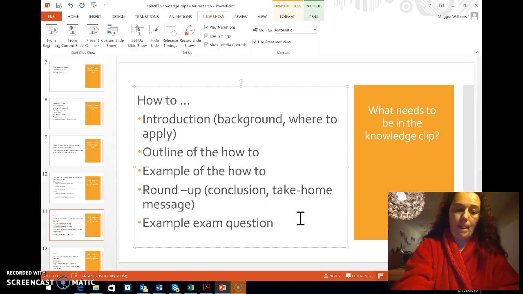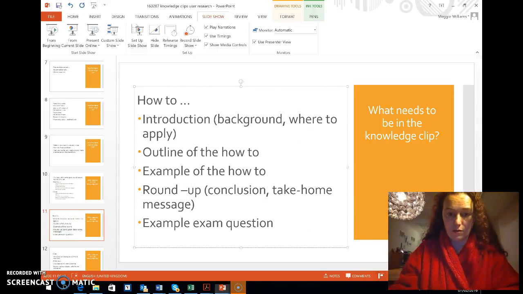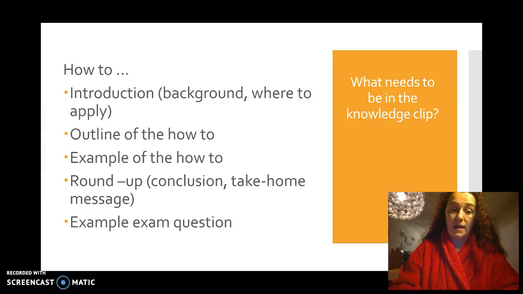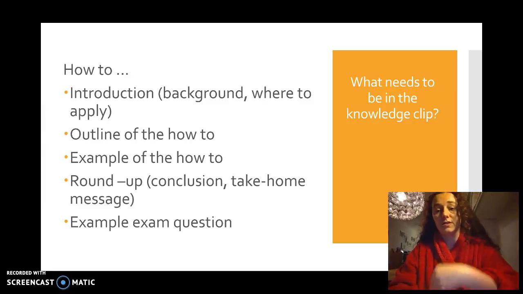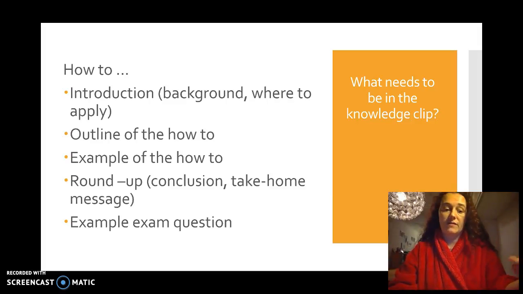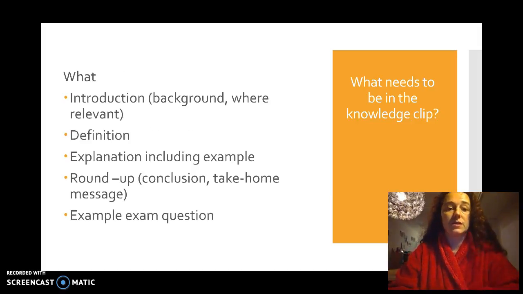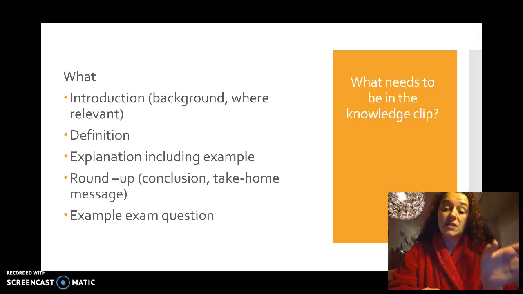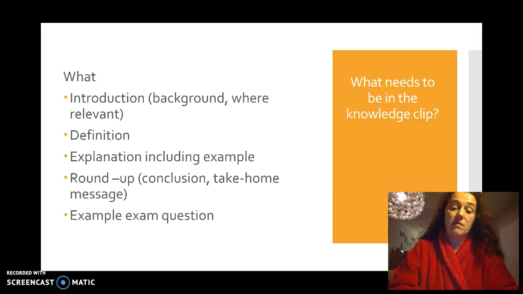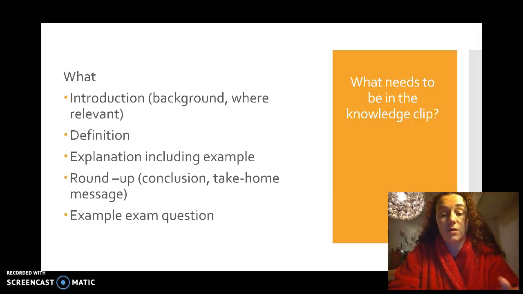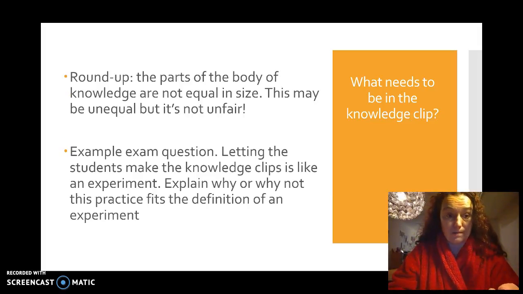So that was the how to, and then end it with an exam question, because also in Feedback Fruits other people can give the answers and you can share each other's answers. For the what question, give an introduction again, background, where is it relevant, definition. Definitions are important also to memorize for the exam, but also to be very clear. So if possible, take a definition from the book. Give an explanation, including an example. Again, round up, conclusion, take-home message, and an example question.